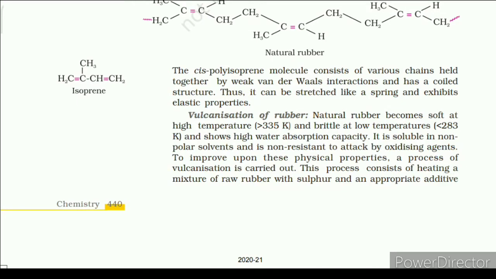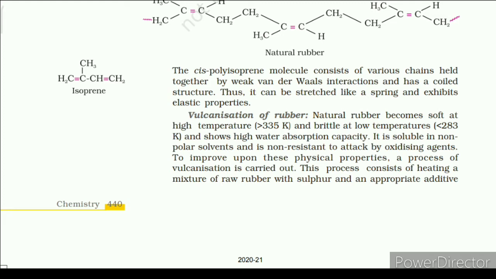Natural rubber becomes soft at high temperatures, that is above 335 Kelvin, and brittle at low temperatures, and shows high water absorption capacity. It is soluble in nonpolar solvents and is non-resistant to attack by oxidizing agents. To improve upon these physical properties, a process of vulcanization is carried out.